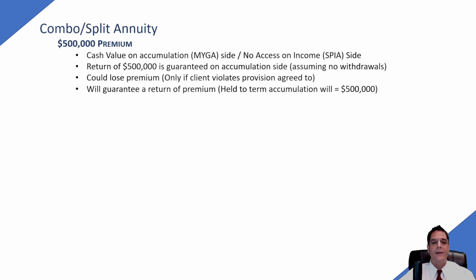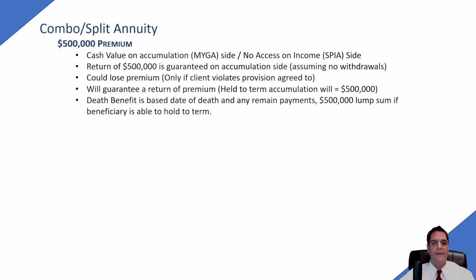In the end, it will guarantee a return of premium. You held it to term, you kept your deal. At the end, the accumulation side will equal $500,000 in this case, because we put $500,000 in. The death benefit is going to be based on the date of death and any remaining payments. So a $500,000 lump sum to the beneficiary is available if they hold it to term.